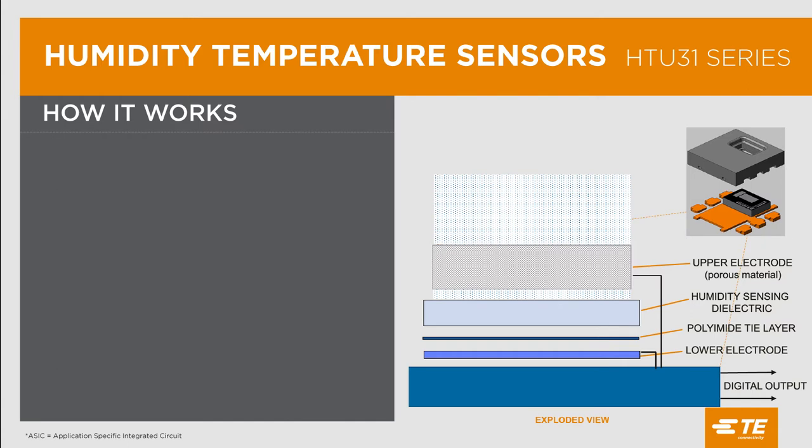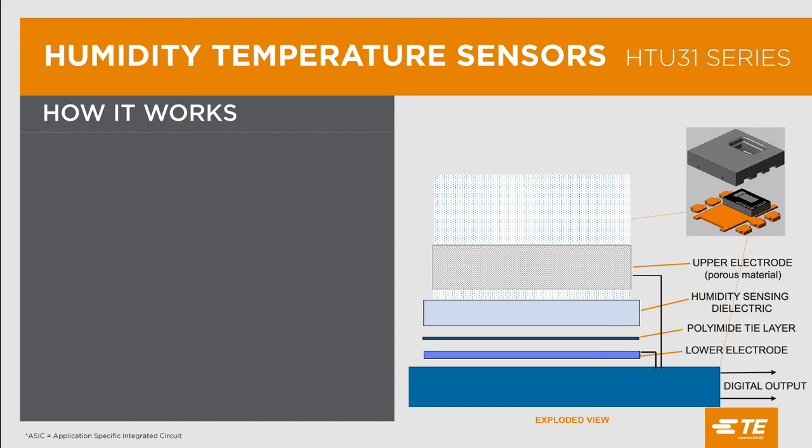Here are the components that make up the HTU31 sensor. The lower gold electrode is designed to be very robust and to protect the sensing element from harsh environments. The ultra-thin polyimide layer is used to improve the polymer to substrate integrity. The polymer layer has been optimized for maximum sensitivity to humidity. The thick porous material of the upper electrode is designed to provide a fast time response as well as a fast recovery time from condensation.